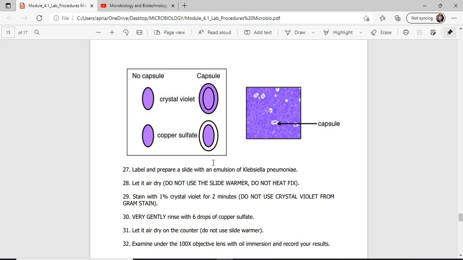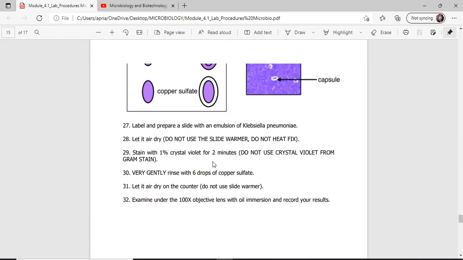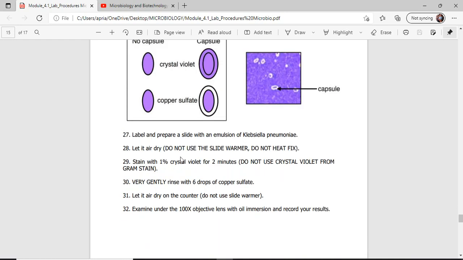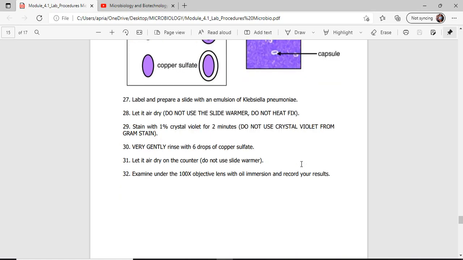Okay, as you can see here, you have here club shell limoni. Then ang iyang background is being stained by your crystal violet, and ang iyang copper sulfate, ang iyang pang gamit niya sa iyang second reagent. Okay, ang staining niya sa iyang crystal violet is for 2 minutes. Do not use crystal violet from your gram stain. Doon lang same lang silang crystal violet, but the difference is ang iyang concentration. You're using 1% of your crystal violet.